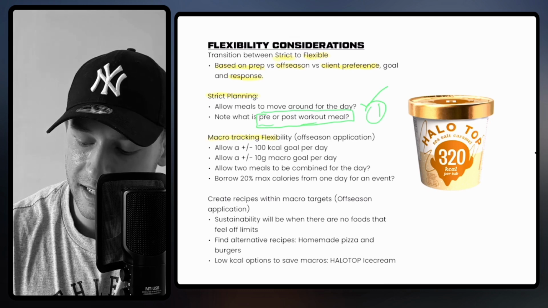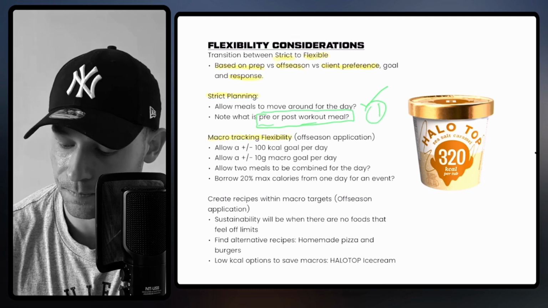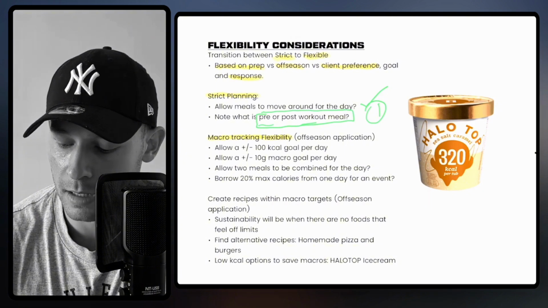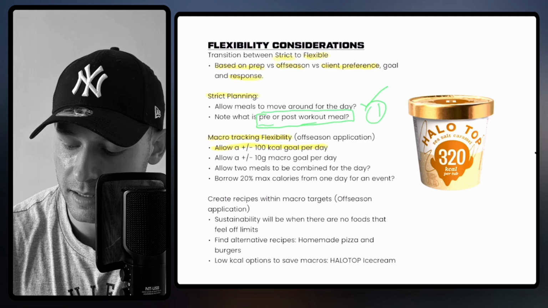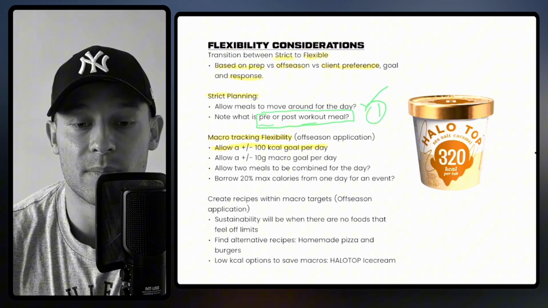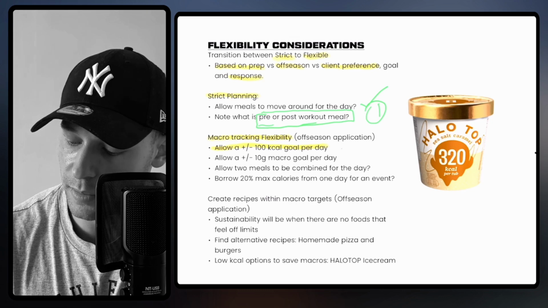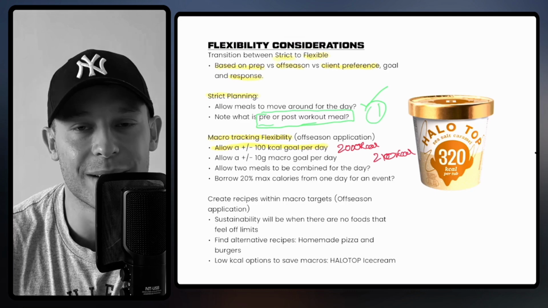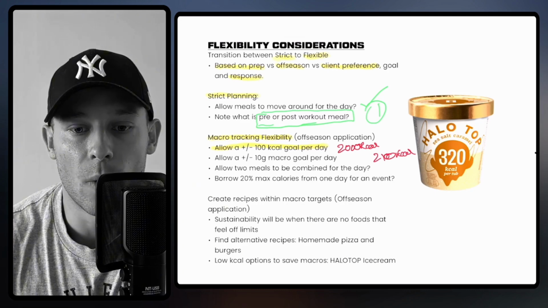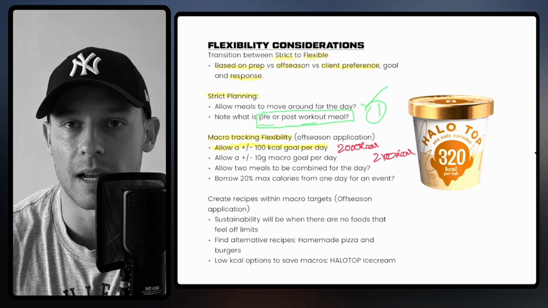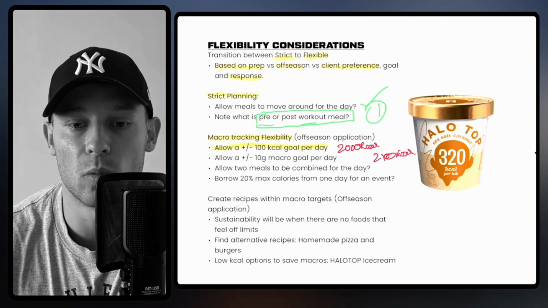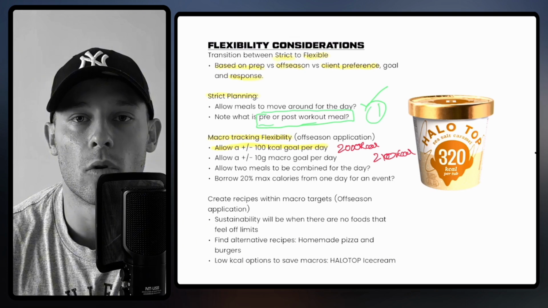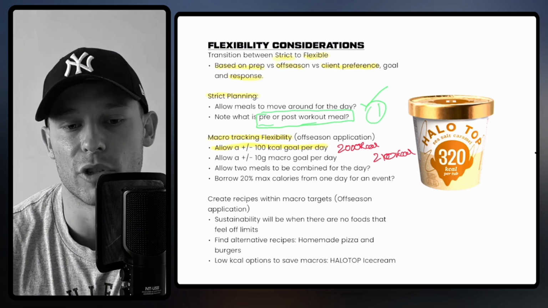The next thing that we need to consider is macro tracking flexibility. So when you're in the off season, we want to allow for plus or minus 100 calories as a specific goal per day. So again, if I'm consuming 2,000 calories and I finished my day at 2,100, well, I'm in range. Big tick in my books, job done. Whereas if I've consumed 2,200 calories and I'm significantly above what I should be eating, well, guess what? You're not in that range. Therefore, the accuracy of that result is going to significantly reduce.